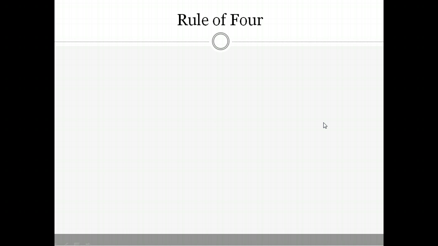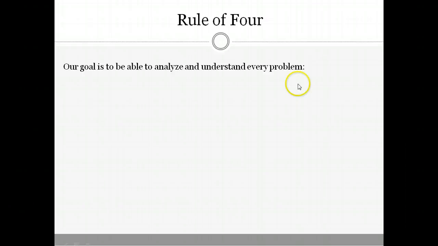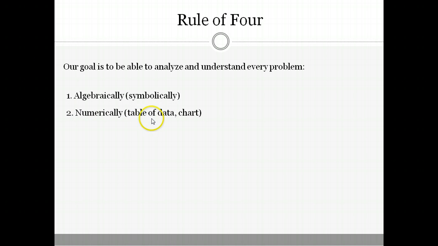The way we're going to learn the concepts is to follow the rule of 4, and this is really what the AP program and College Board stress, that when we tackle any problem, our goal is to be able to analyze and understand that problem using the rule of 4 different areas. So we want to analyze every problem algebraically or symbolically, just like we did with that rates problem. We want to understand it as an equation with different symbols. We want to understand it numerically with a table of data or a chart.